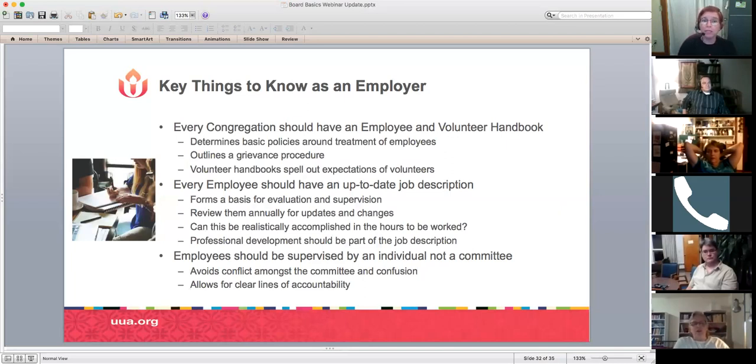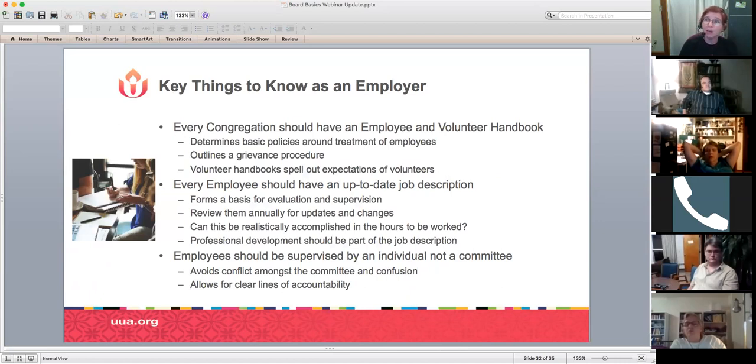It also should be something you look at and say, can this realistically be accomplished in the hours the person is being asked to work? If half your items say "if time permits" in front of them, you need to cut down what's on your job description. Maybe one item should say that, definitely not more than two. And professional development should be part of your job description and should be considered part of the person's official work time. Professional development should not be expected to be done when they're on their own personal time.